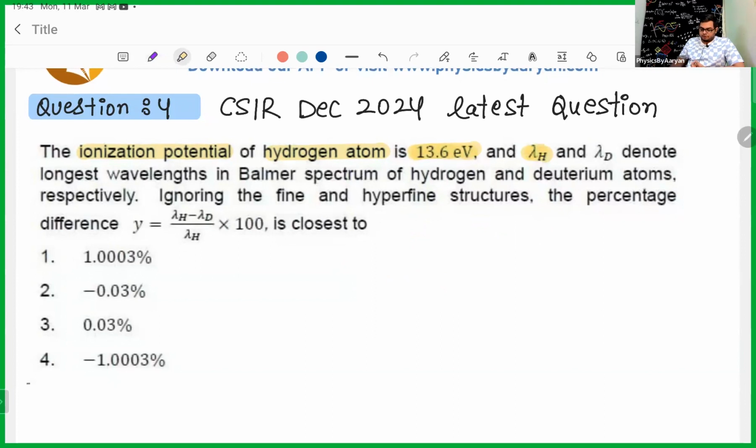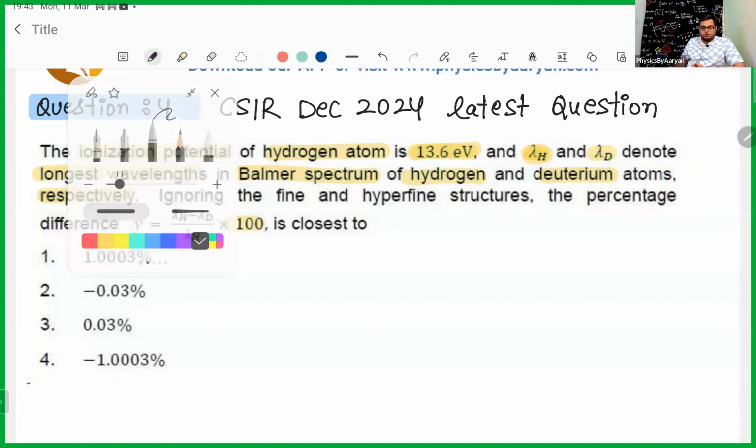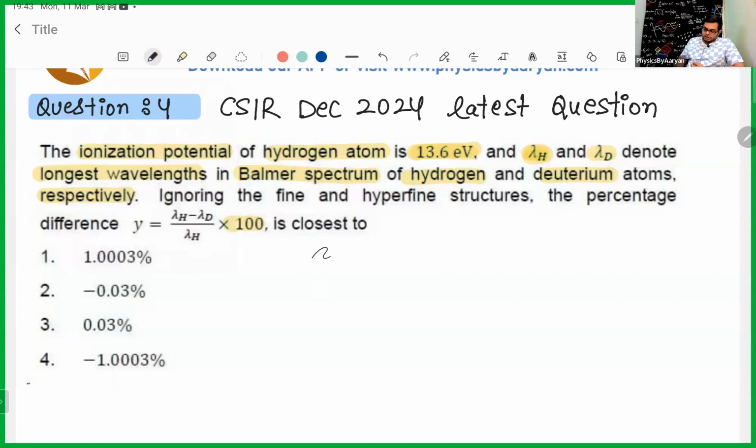Lambda h and lambda d denote the longest wavelength in the Balmer spectrum of hydrogen and deuterium respectively. Ignoring the fine and hyperfine structures, ignore everything. What is the percentage difference, lambda h minus lambda d divided by lambda h, into 100? So the first thing that we need to understand is what is deuterium?